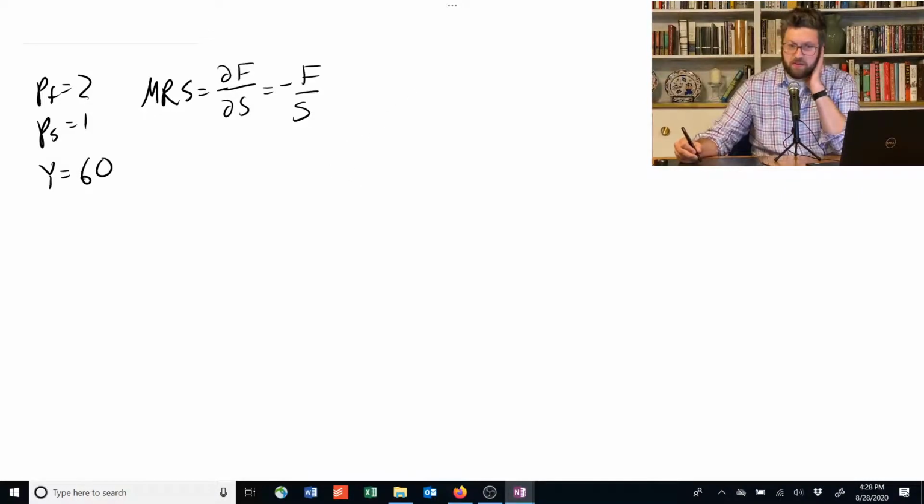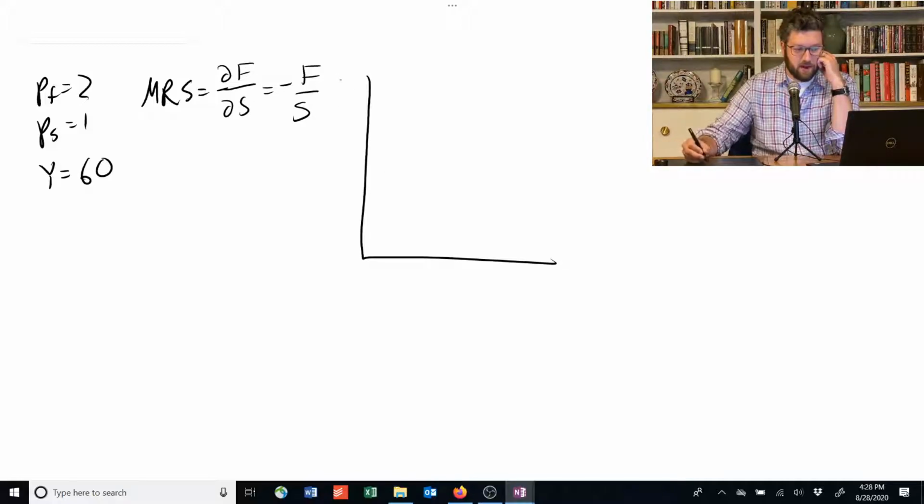All right, so we're given this information. The price of food is 2, the price of shelter is 1. We've got $60 to spend on that. And the marginal rate of substitution, if we're drawing F on the vertical axis and S on the horizontal, is negative F over S. Okay?